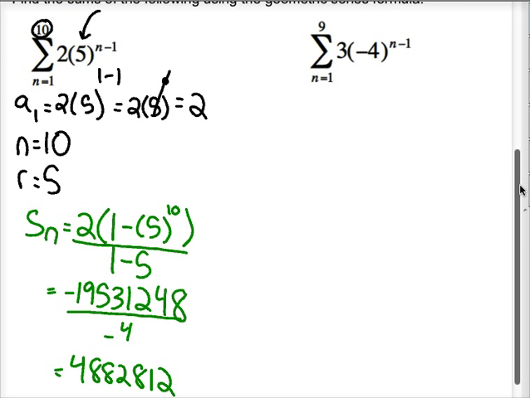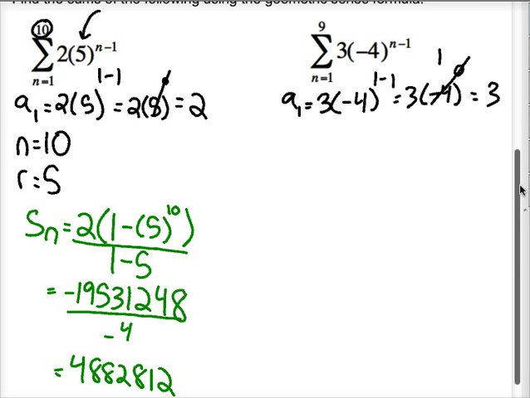So let's try it again. Our first term is when we plug 1 in for the exponent. Well, that actually makes it easy because anything to the 0 power becomes 1. So that's just going to leave us with 3. Our first term is just 3. N is whatever number we're counting up to. We're counting 9 terms. And R is the number that is being influenced by the exponent. So in this case, R is going to be negative 4.